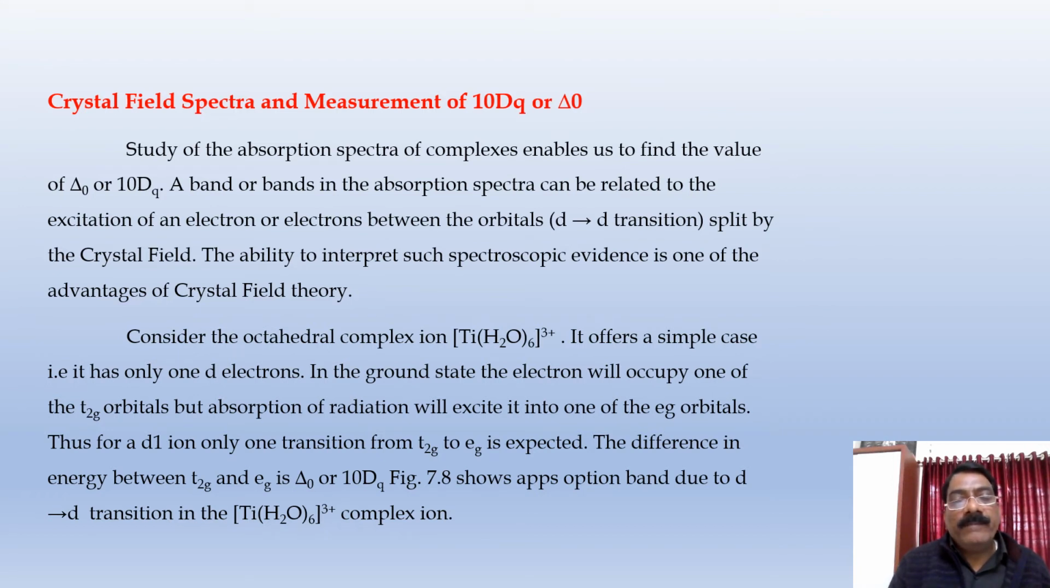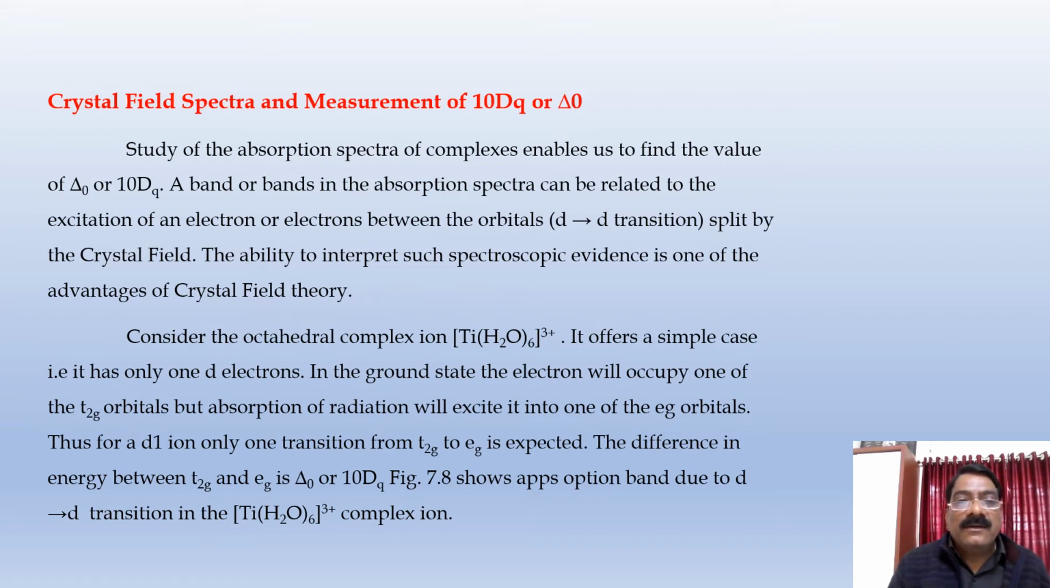A band or bands in the absorption spectra can be related to the excitation of an electron or electrons between the orbitals, that is d-d transition, split by the crystal field. The ability to interpret such spectroscopic evidence is one of the advantages of crystal field theory.